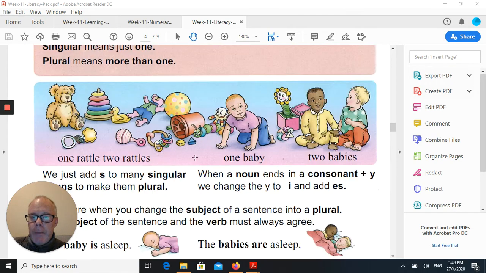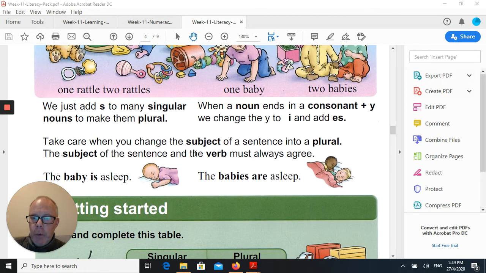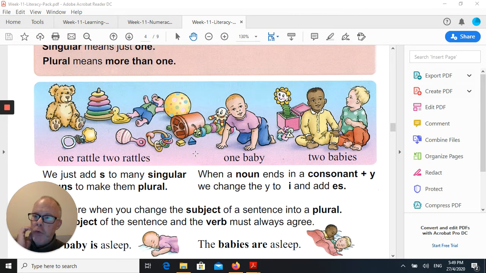Now I'm going to scroll down the page a little bit here because there's at least one exception to that rule where you only have to put an S at the end of things. There are different kinds of nouns which actually have a consonant and a Y at the end of them. For example, the example I have here is baby. Now instead of just putting an S at the end of baby, we get rid of the Y, we knock it off, and instead we put an IES.